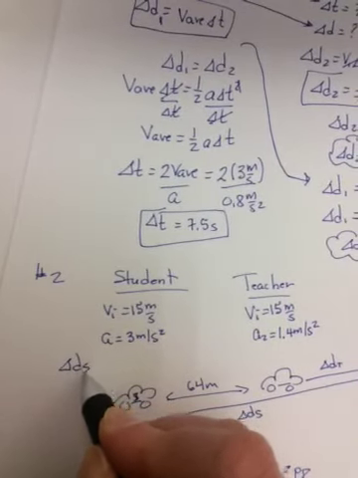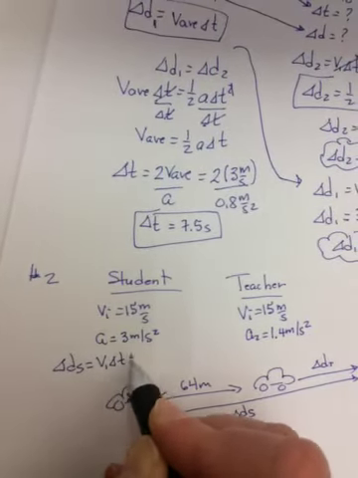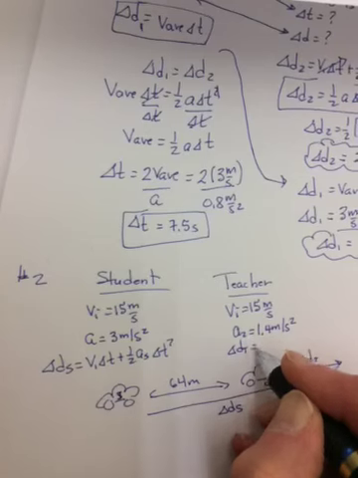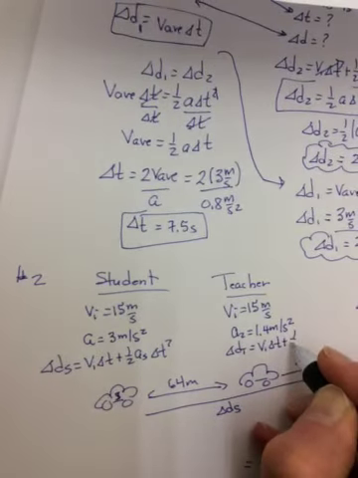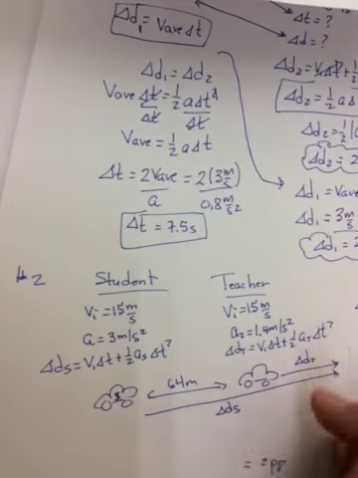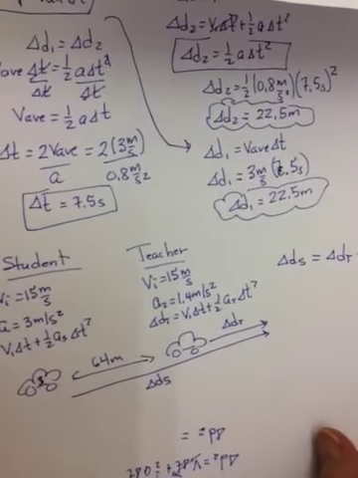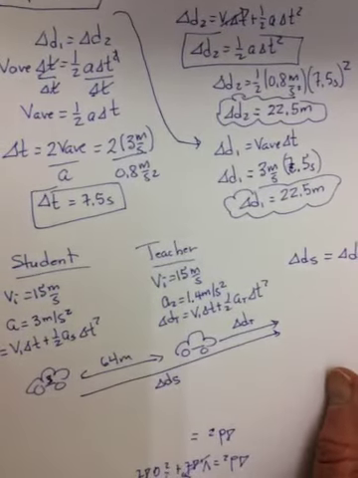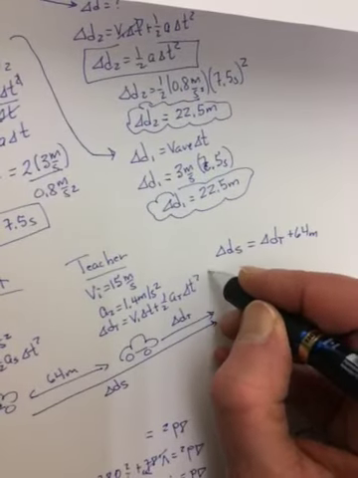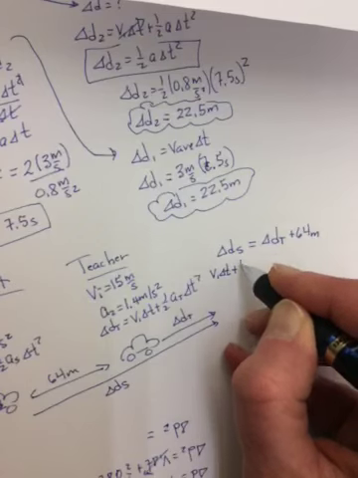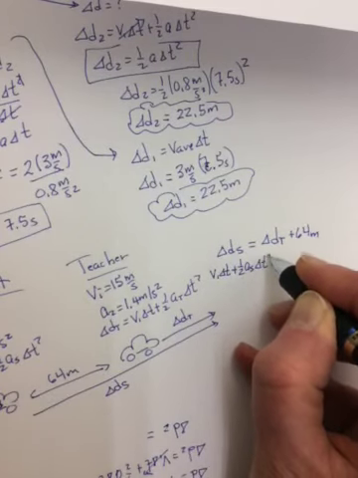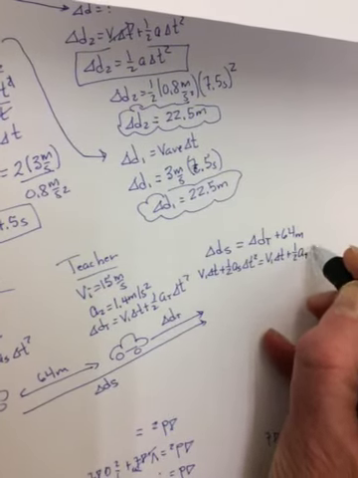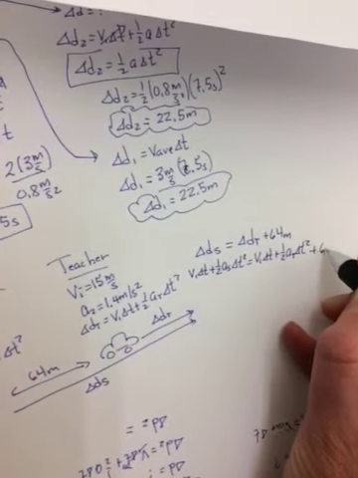For the student, it'll be VI delta T plus 1/2 A of the student delta T squared. And for the teacher, it'll be VI delta T plus 1/2 A of the teacher delta T squared. What we do know is that the time is the same. However long it takes the student to travel this distance, that's how long the teacher had. So now we're going to sub it in over here. So it's going to be VI delta T plus 1/2 A of the student delta T squared equals VI delta T plus 1/2 A of the teacher delta T squared plus 64 meters.